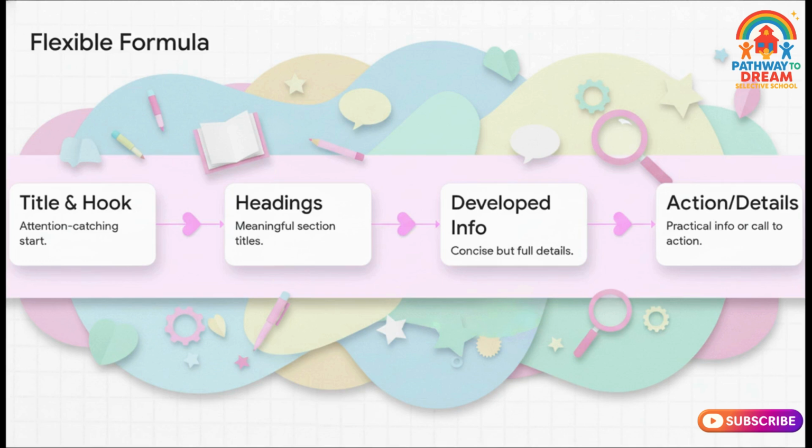Step 1, start with a catchy title and a short hook to grab attention. Step 2, use clear, meaningful headings to break up your text so it's easy to read. Step 3, put concise but fully developed information under those headings. And Step 4, wrap it up with practical details or a suitable call to action if the prompt asks for it. It's a clean, incredibly logical flow.